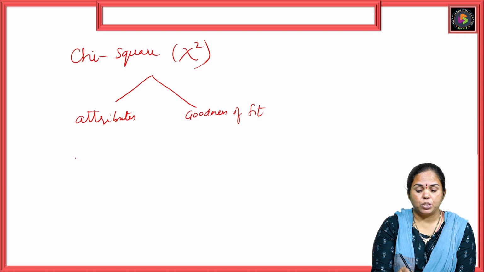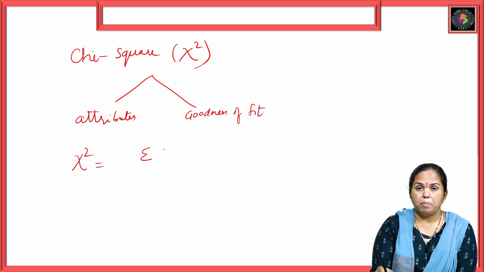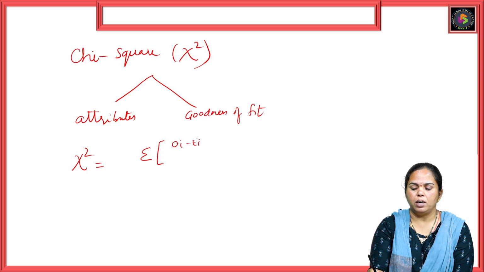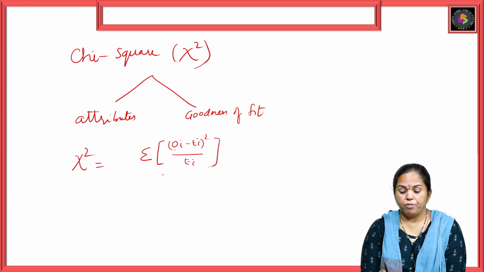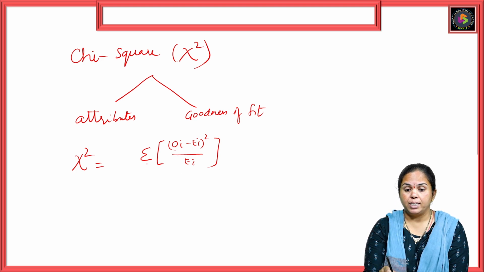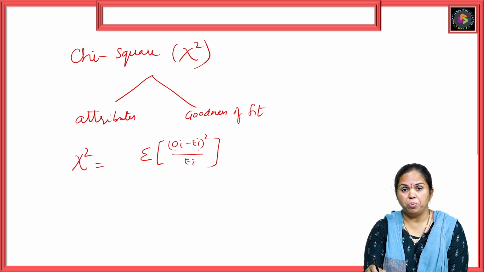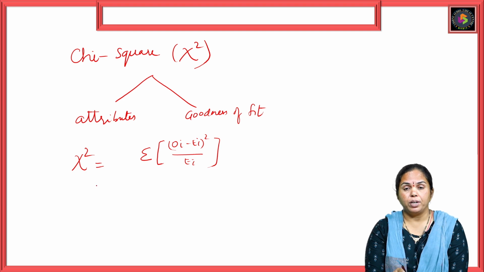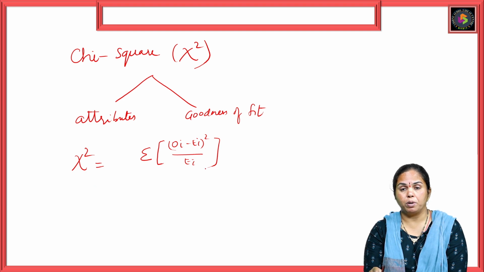The formula for chi-square is summation of, see my brackets, (OI minus EI) whole square by EI. See the brackets carefully. I am putting the brackets for the complete numerator as well as the denominator, and the summation is for both. Chi-square equal to summation of (OI minus EI) whole square by EI.